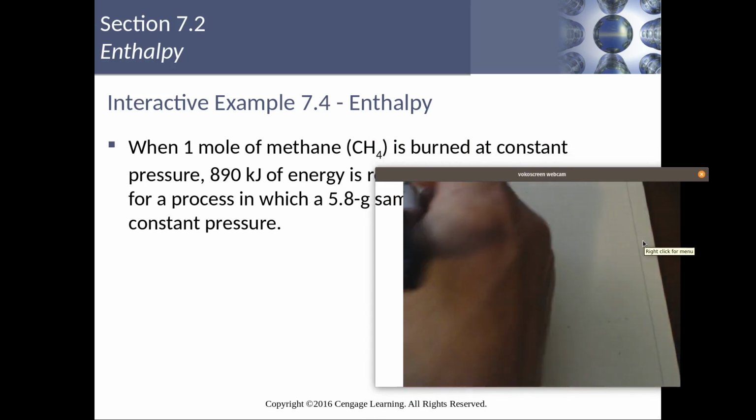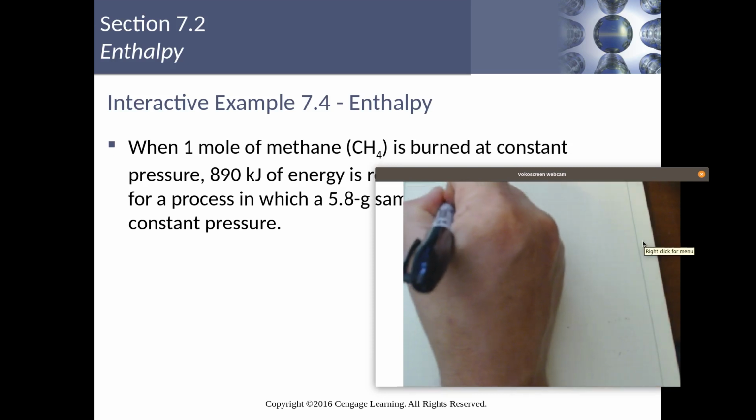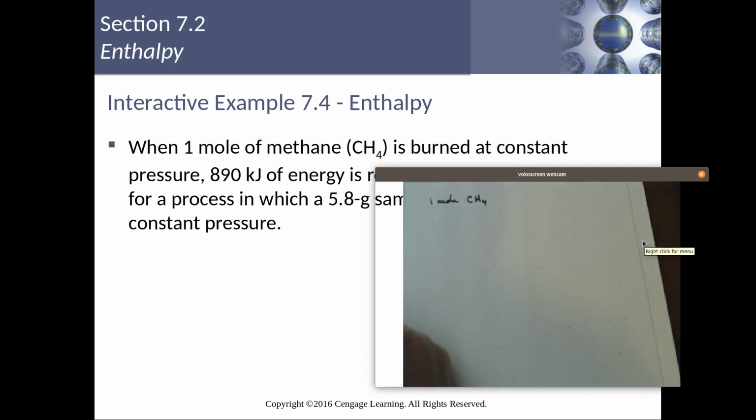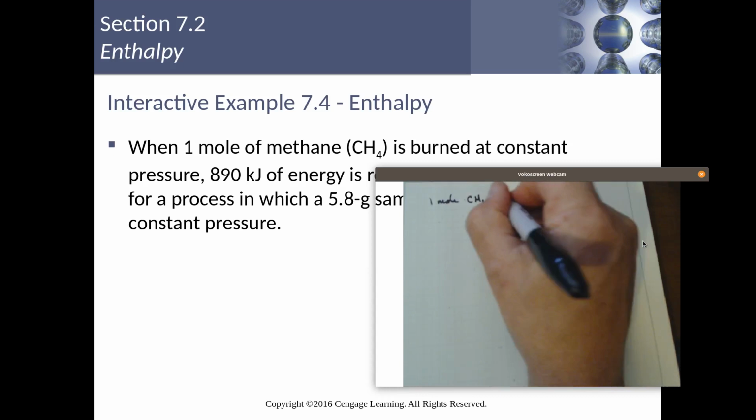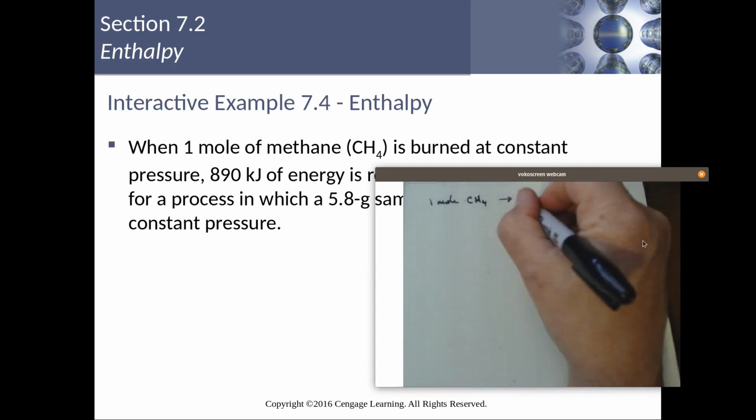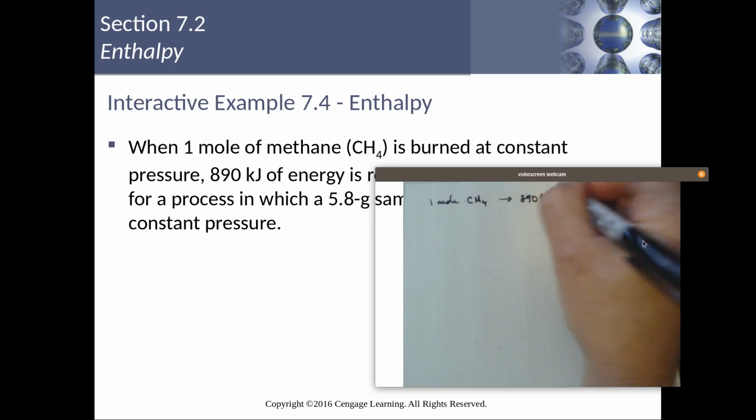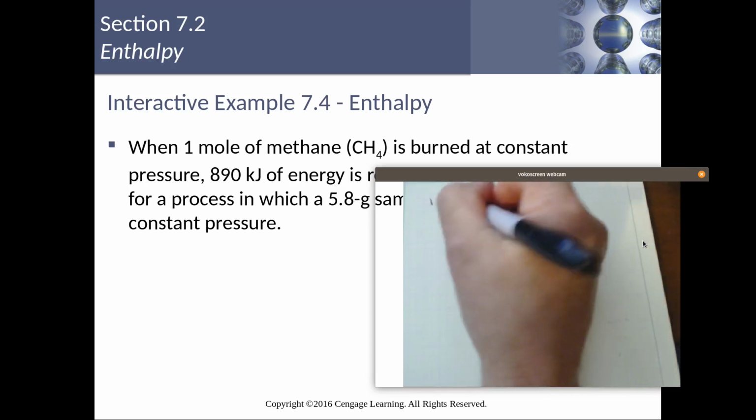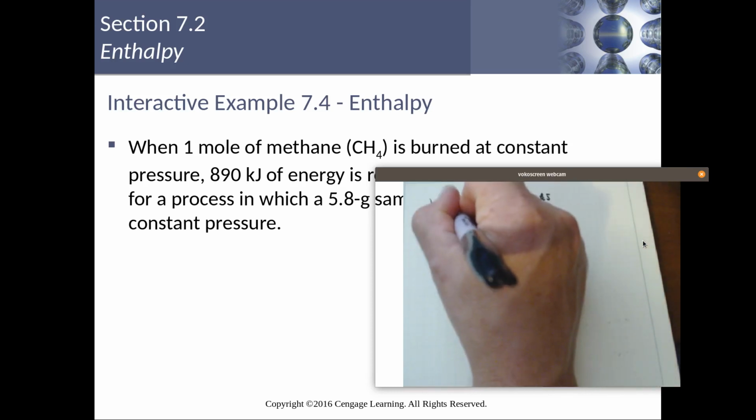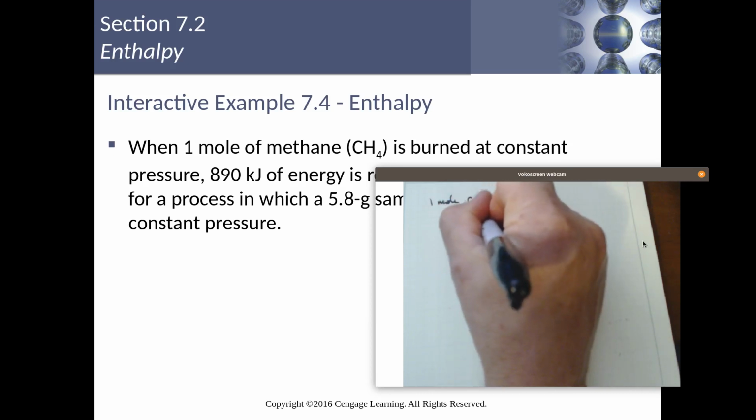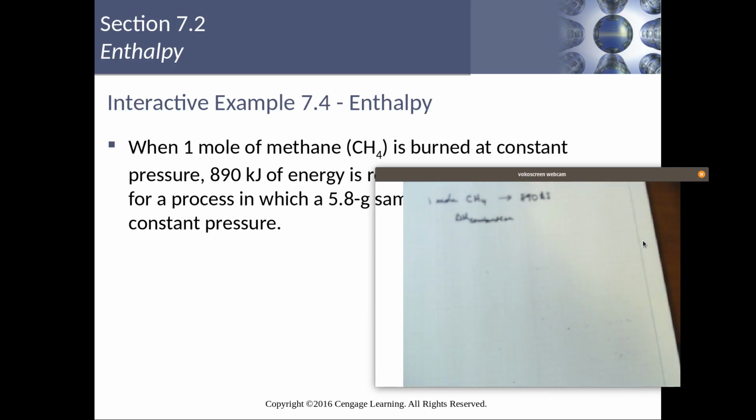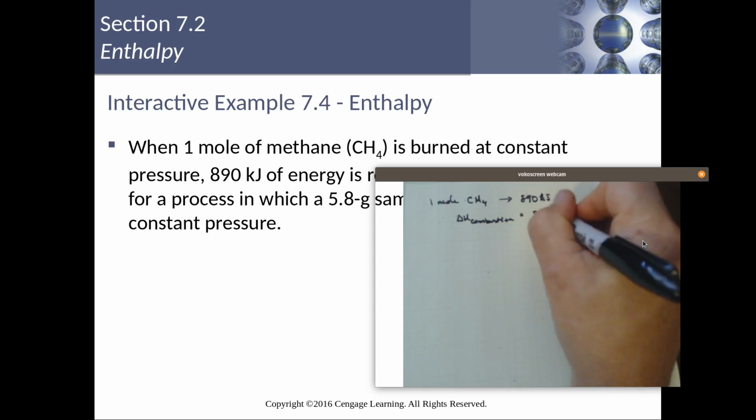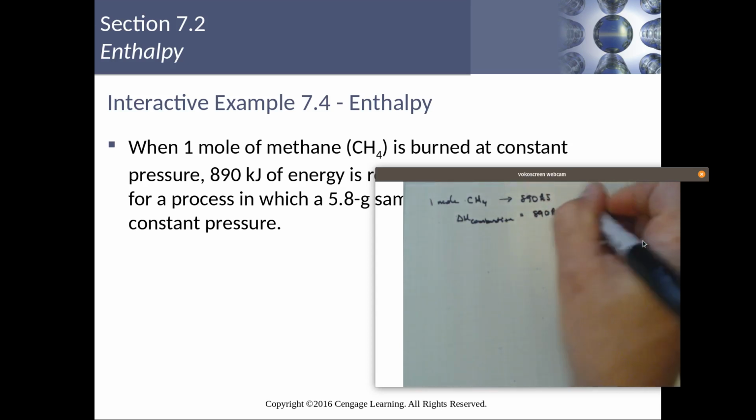Let's write this down. So I burn 1 mole, if I combust that, this gives me 890 kilojoules per mole. So if you want the enthalpy of combustion, the delta H of combustion of methane is equal to 890 kilojoules per mole.